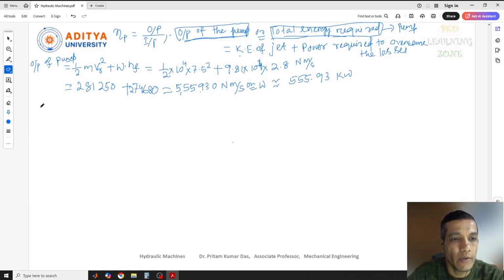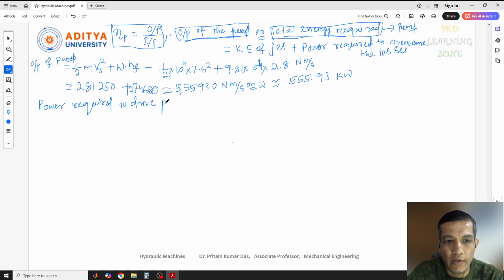Now we need to find the power required to drive the pump, which will be equal to the input of the pump. How much input we are giving, we can write as the input of the pump. We know that efficiency equals output by input, and here we write the power required to drive the pump, which equals the input of the pump.